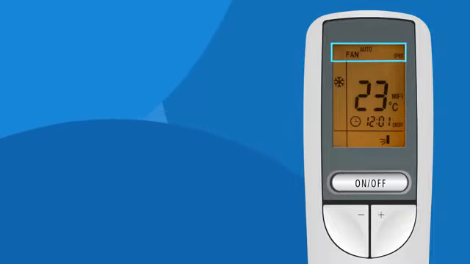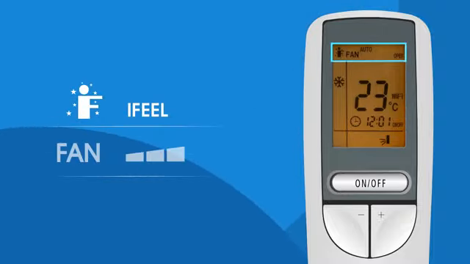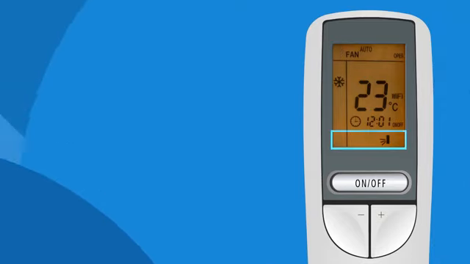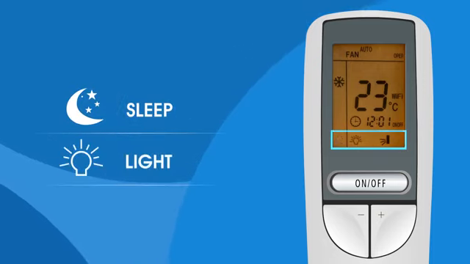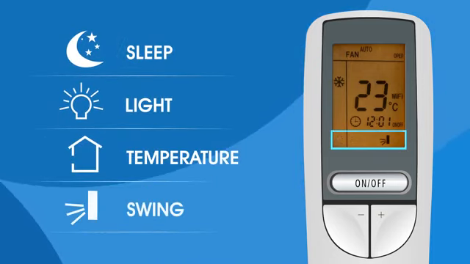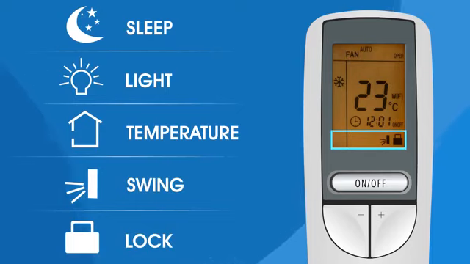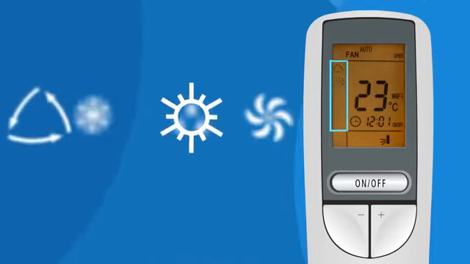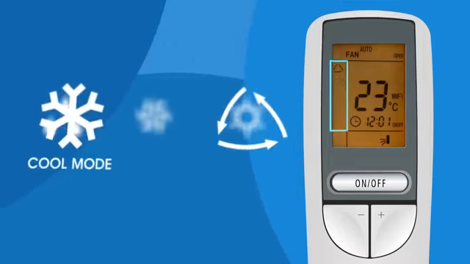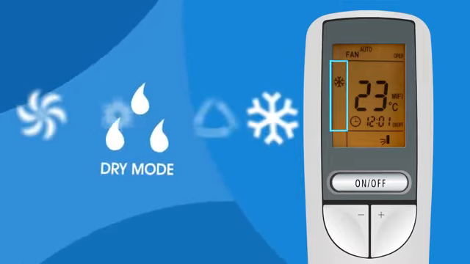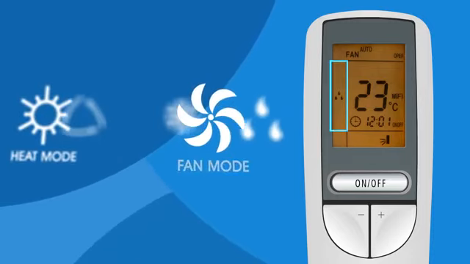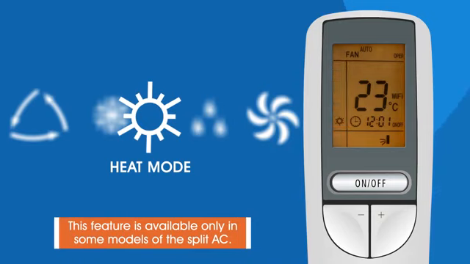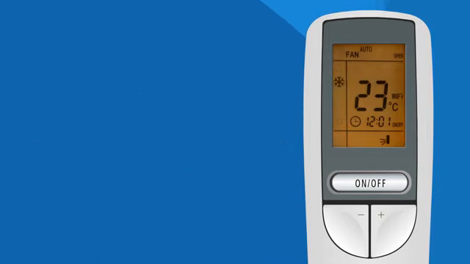The top section displays the eye feel icon, fan speed and turbo icon. The bottom section displays sleep icon, light icon, temperature icon, swing icon and remote lock icon. Left section displays 5 different modes: auto mode, cool mode, dry mode, fan mode and heat mode. Heat mode is not available in all split air conditioners.